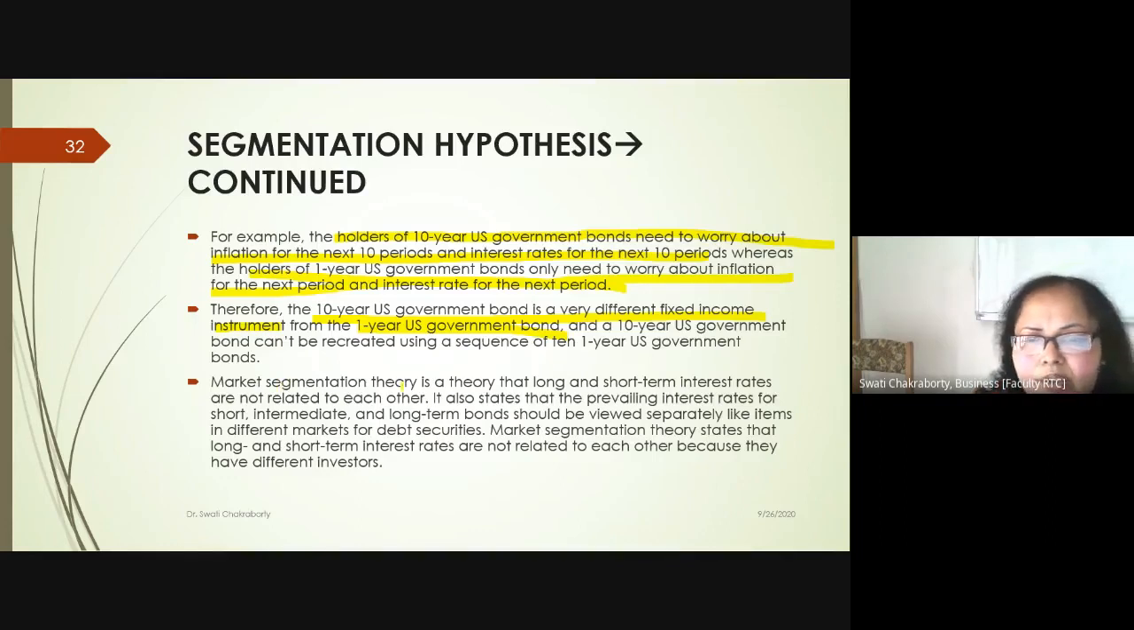So market segmentation theory is a theory that long and short term interest rates are not related to each other, so it's unlike the expectation hypothesis. It also states that the prevailing interest rates for short, intermediate, and long term bonds should be viewed separately, like items in different markets for debt securities. These are different types, so they have to be viewed separately. Why? Because they have different types of investors. You cannot relate them.